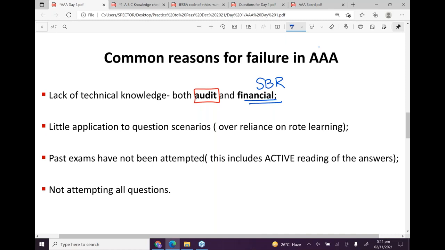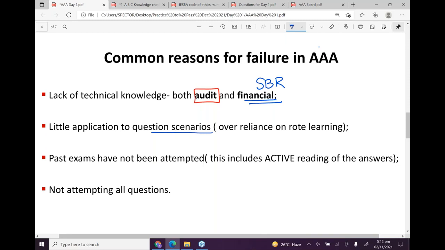The second reason is not applying your knowledge to the scenario. Please understand, AAA is a strategic professional level exam. There is no way you can pass this paper by learning anything. You could learn every single page of the BPP or Kaplan study text, and you could still be getting 2 or 3 out of 100, because unless you are able to apply that knowledge to the scenario, you won't be able to get even close to the passing marks.